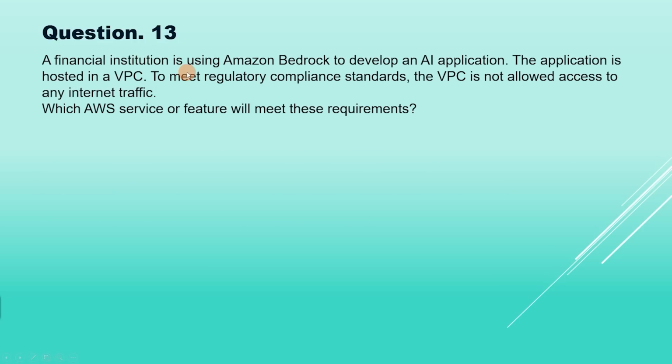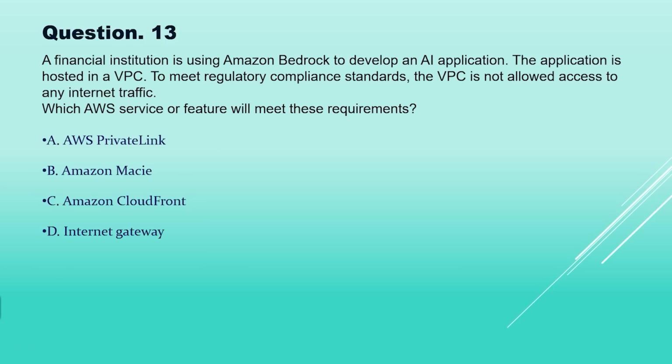Now question number 13. A financial institution is using Amazon Bedrock to develop an AI application. The application is hosted in a VPC. To meet regulatory compliance standards, the VPC is not allowed to access any internet traffic. Which AWS service or feature will meet these requirements? So the options are AWS PrivateLink, Amazon Mesh, Amazon CloudFront, Internet Gateway.